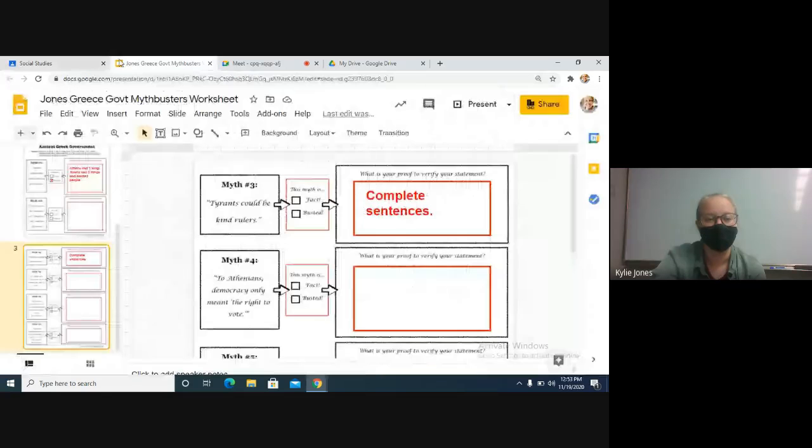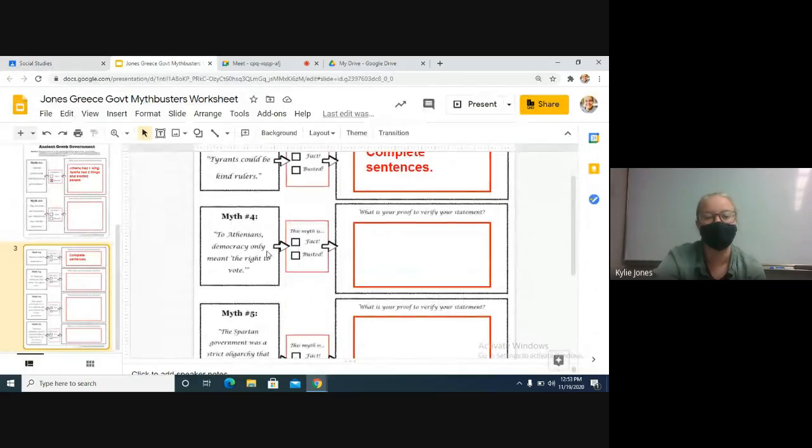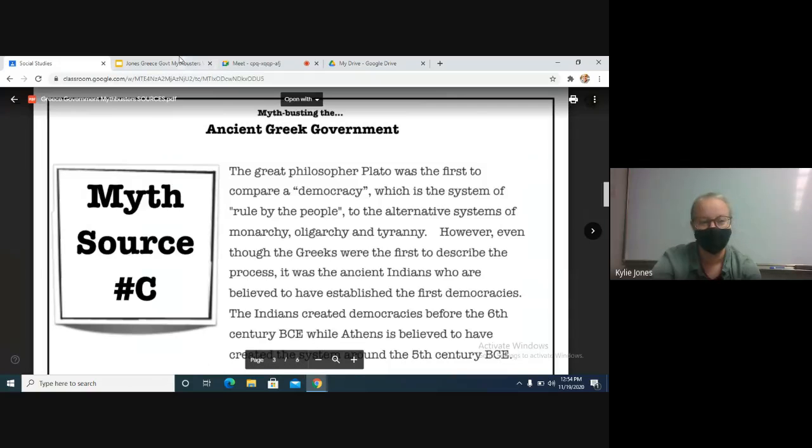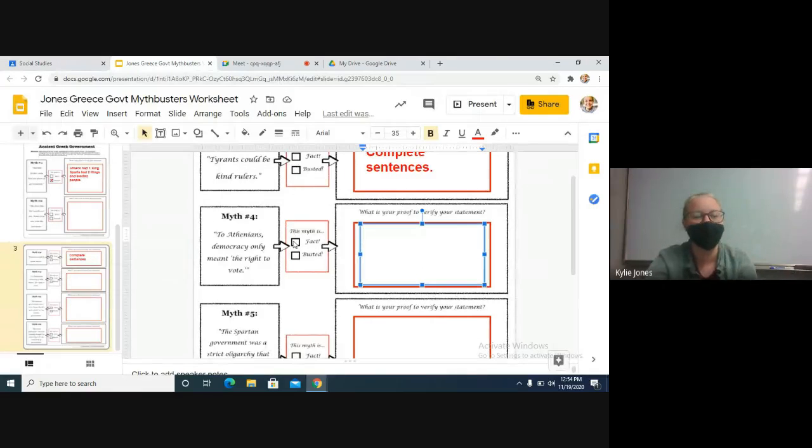So let's look at this. You can look at number 4. Number 4, you can either say, yep, that's a fact, or you busted the myth. We're not doing number 2 first? I don't know about number 2 for sure yet, but number 4, you can answer. To the Athenians, democracy only meant the right to vote. If you flip back to that page, what does democracy mean? No. I think I highlighted number 2 actually. It is in the first paragraph, right at the very beginning. What does democracy mean? Just put it on your paper.